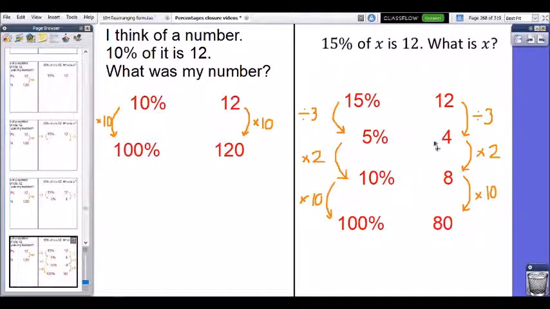Now that I have 10% of my original number, to get from 10% to 100%, which is what I'm aiming for, I multiply by 10. 8 times 10 gives me 80, therefore the original number that I was looking for, in other words x, is 80. 80 is my answer, and if I wanted to check that I'm right, I could work out what 15% of 80 is, and you will find that that is 12.